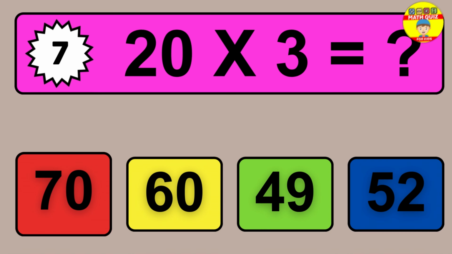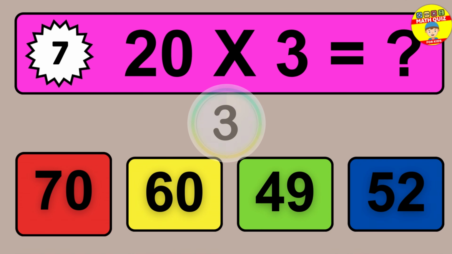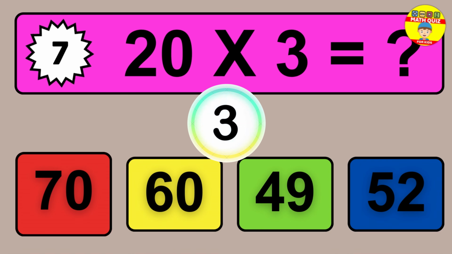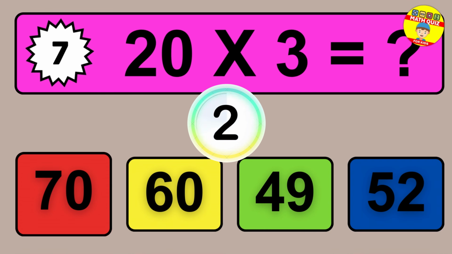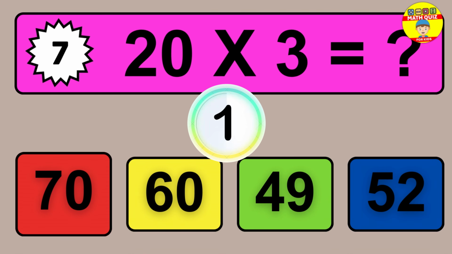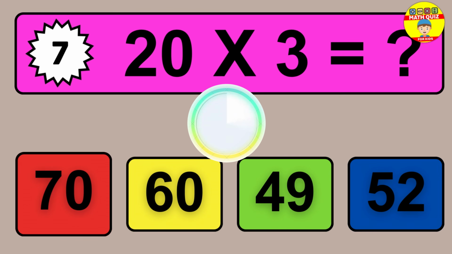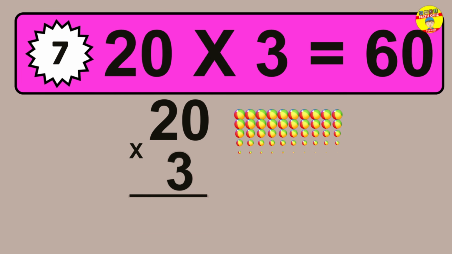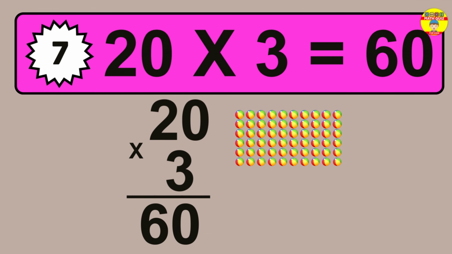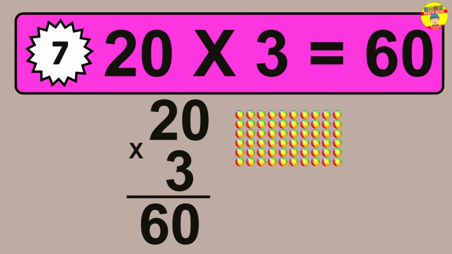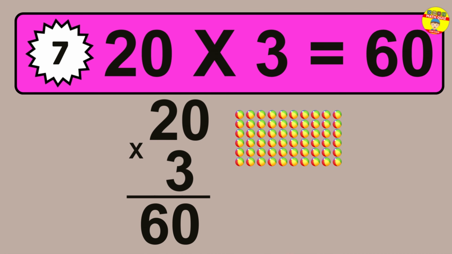Question 7. 20 times 3 equals what? So the answer is 20 times 3 is 60. To calculate, we have 20 groups with 3 balls each one. So how many balls do we have? 60 balls.